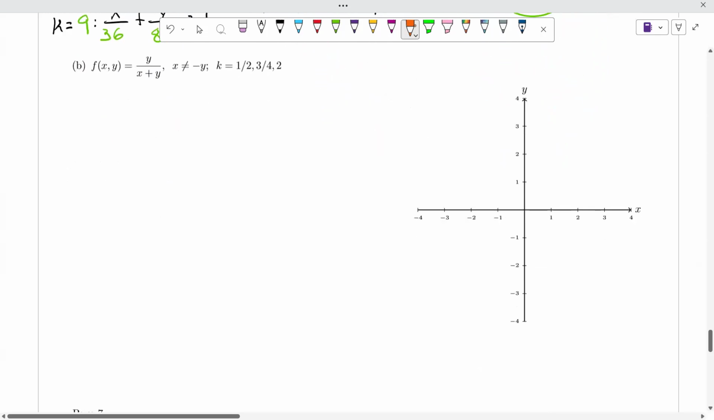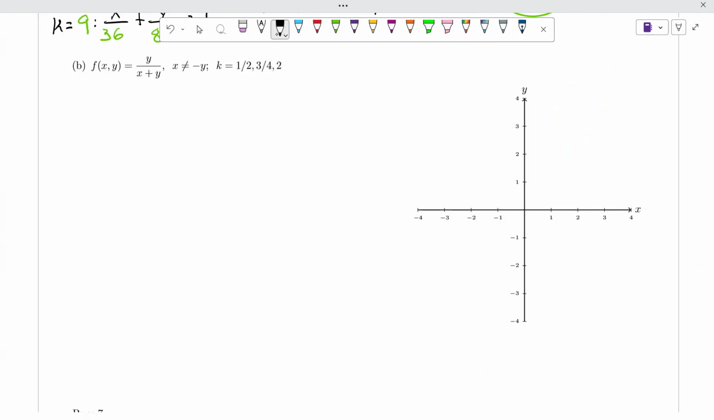Well, let's try that stuff again. I've got a new function, this time y over x plus y. Note that x is not equal to negative y. It's going to be one of our restrictions. And we'll just keep the level curves provided to us here, 1/2, 3/4, and 2.